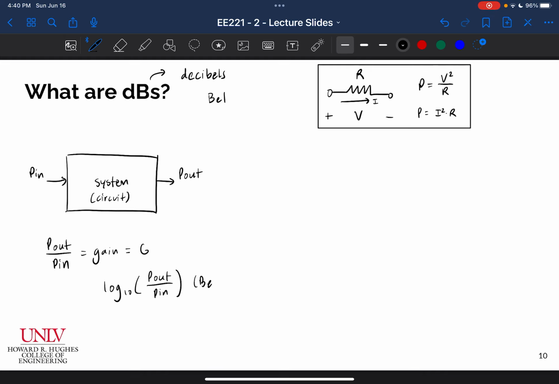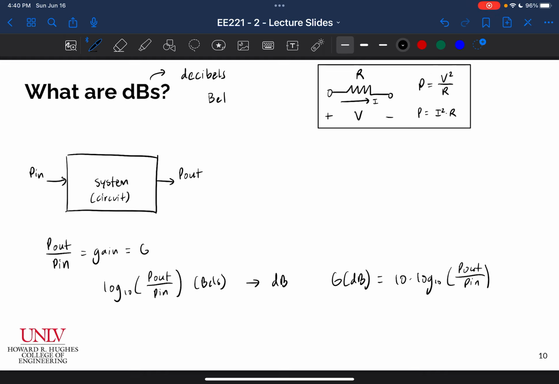This is in bells. If I want to get that into decibels, I need to multiply by 10, like I said. Note that the unit bell was created for this measurement, for the logarithm of the power gain of a communication system. So by default this is in bells, and to get it into decibels, I need to multiply by 10. So the gain in decibels is equal to 10 times the log base 10 of the power gain.